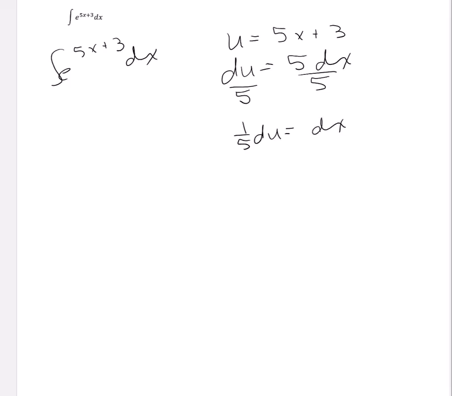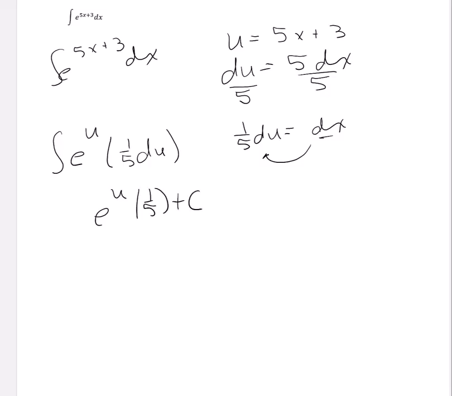So I'm going to go back in, and I have the integral. E, 5x plus 3, that's u. dx is equal to 1/5 of du, so I write 1/5 of du, and I can integrate. E to the u is still e to the u, 1/5 is still 1/5. The du goes away, I have a plus c. Back to the beginning, I say 1/5 e to the, u was 5x plus 3, plus c.